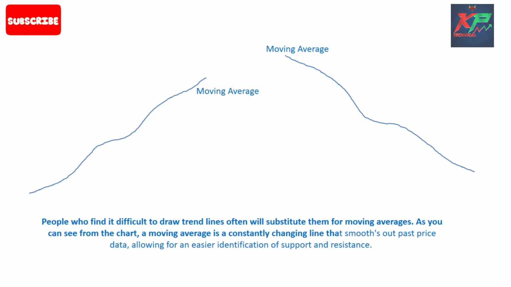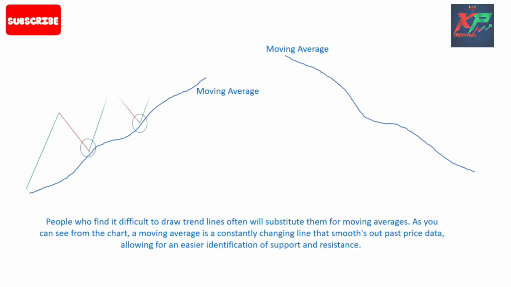People who find it difficult to draw trend lines will often substitute them with moving averages. As you can see from the chart, a moving average is a constantly changing line that smooths out past price data, allowing for an easier identification of support and resistance.